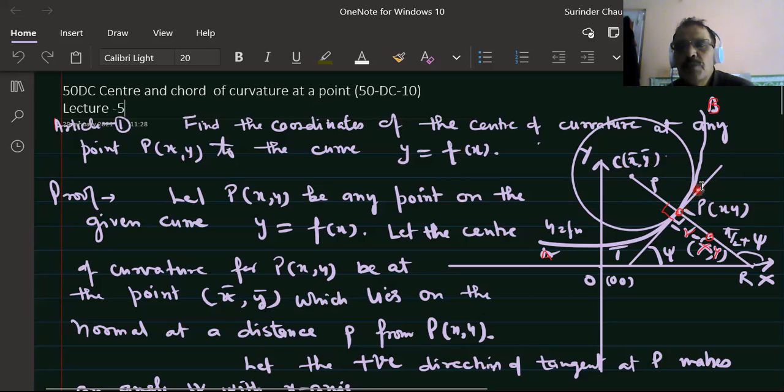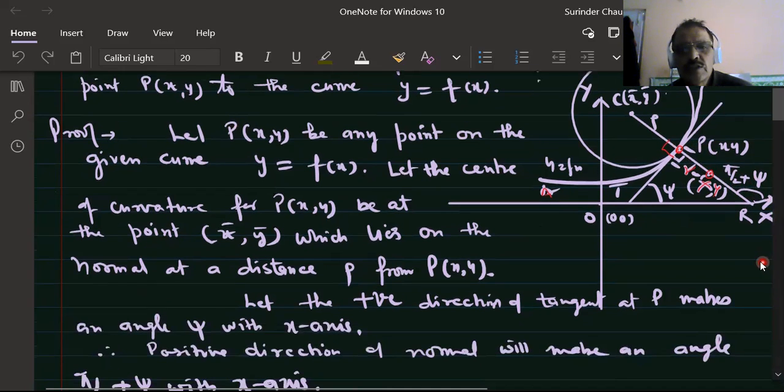Let the tangent at P make an angle psi with the positive direction of the x-axis. Since the normal is perpendicular to the tangent at point P, the normal will make an angle pi by 2 plus psi with the positive direction of the x-axis.